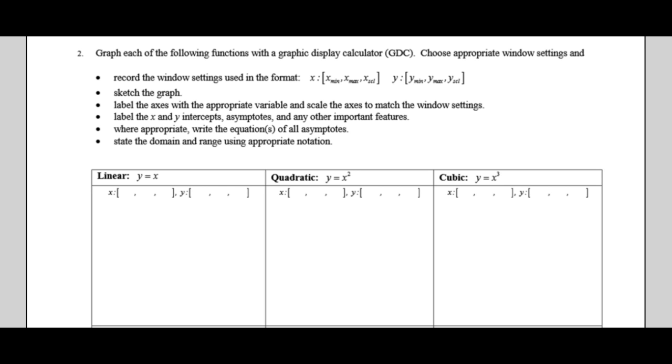Graph each of the following with, let's call it, a graphing calculator. Choose appropriate window settings, so pull out your graphing calculator. I didn't know you need to bring a calculator first. Record the window settings used in the format. Okay, so this is the setting.